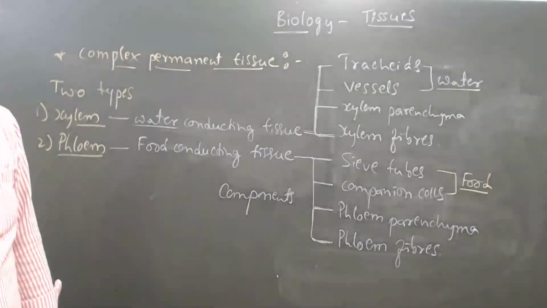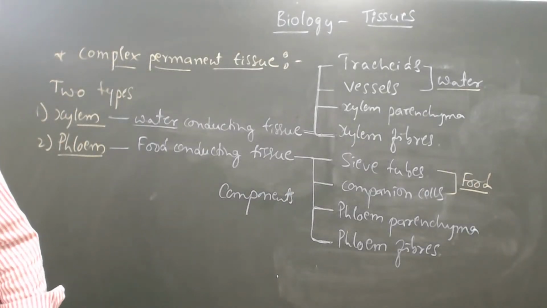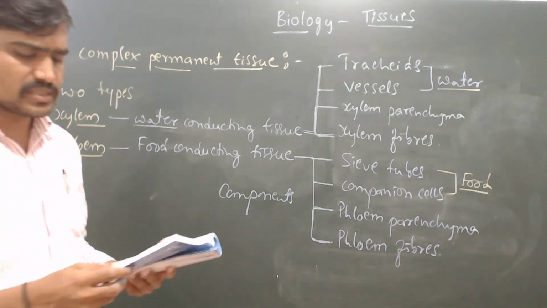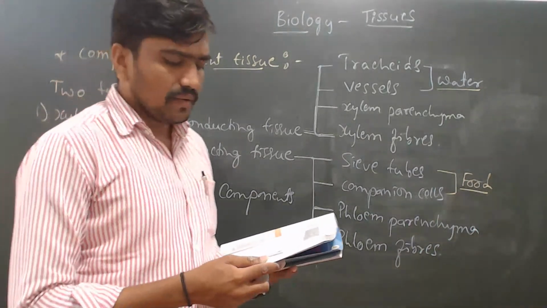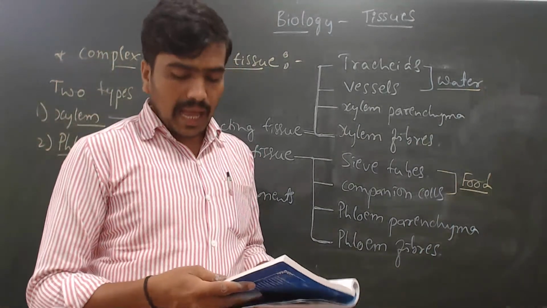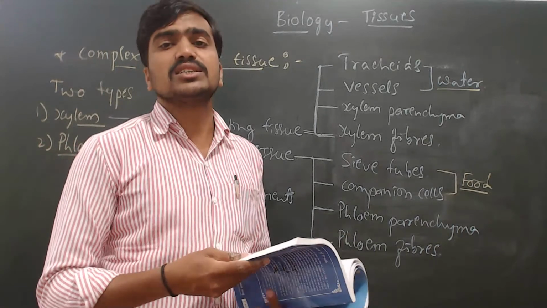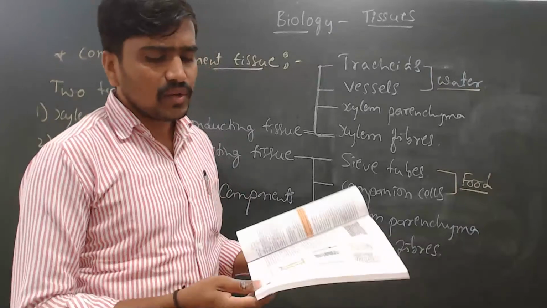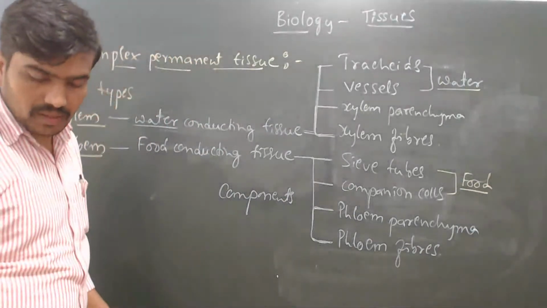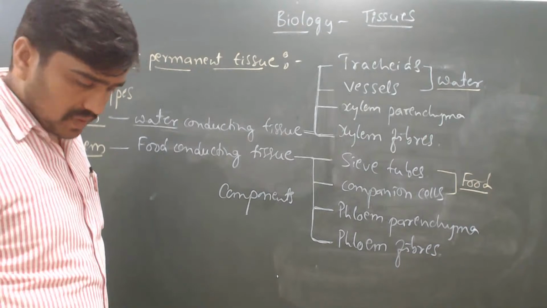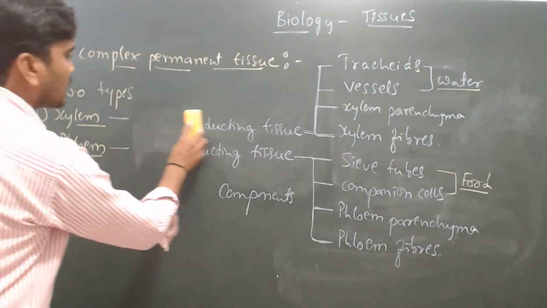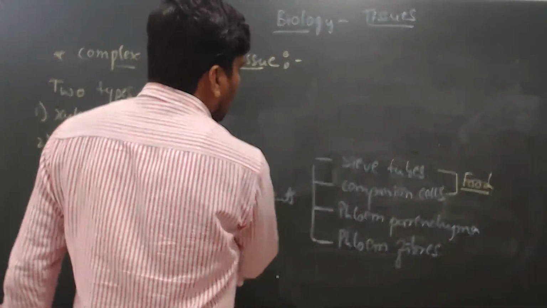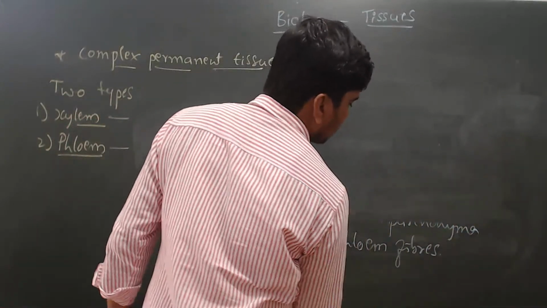In the textbook, on page number 73, you have a diagram of xylem fibers, xylem tracheids, vessels, and xylem parenchyma. Also there is a diagram of a section of phloem, meaning sieve tubes, companion cells, phloem parenchyma, and phloem fibers. Now I will draw this one, okay? I will draw the diagram of these two, and then with the help of that diagram, again I will explain the process of transportation in plants.